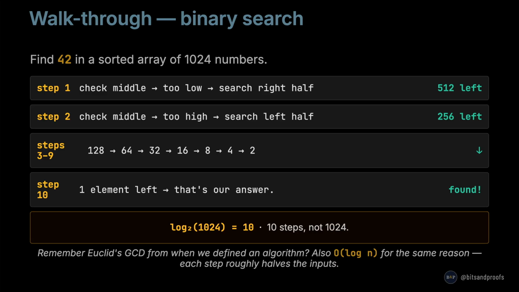And here's a callback worth remembering. Remember Euclid's GCD from when we defined an algorithm? 2,500 years old. Euclid's algorithm is also O of log n for the same reason. Each step of Euclid roughly halves the inputs. Whenever you see halving, suspect a logarithm.